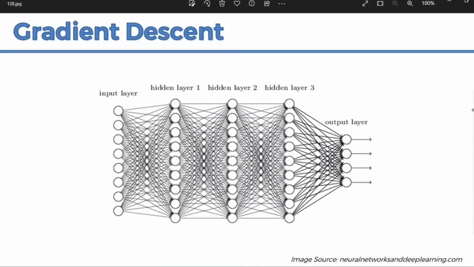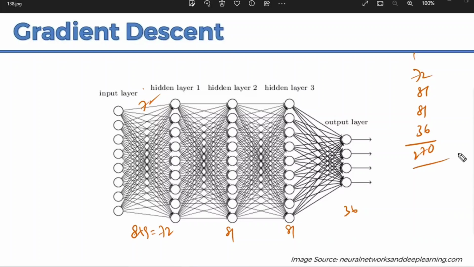So here almost 1, 2, 3, 4, 5, 6, 7, 8. 1, 2, 3, 4, 5, 6, 7, 8, 9. 8 into 9, which is nothing but 72. 72 weights have to be adjusted. Here 9 into 9, 81. Here 9 into 9, 81. Here 9 into 4, 36. So 72 plus 81 plus 81 plus 36, which is nothing but 270. 270 weights have to be adjusted. For one epoch, 270 weights have to be adjusted.